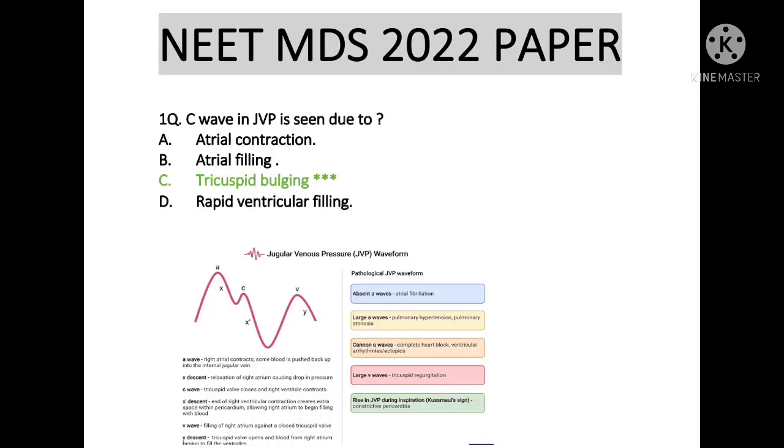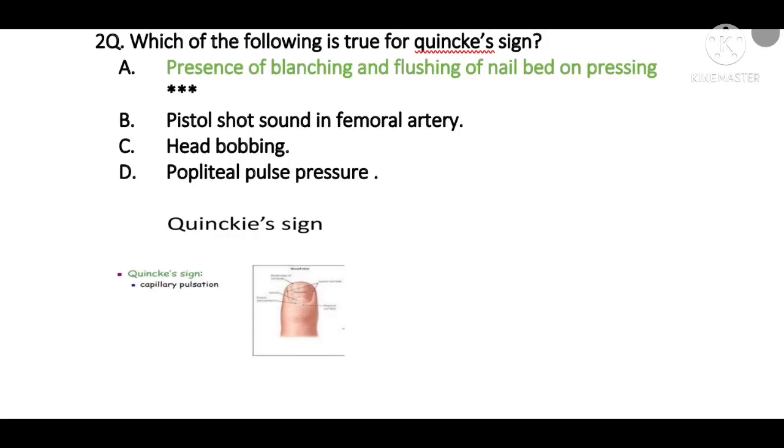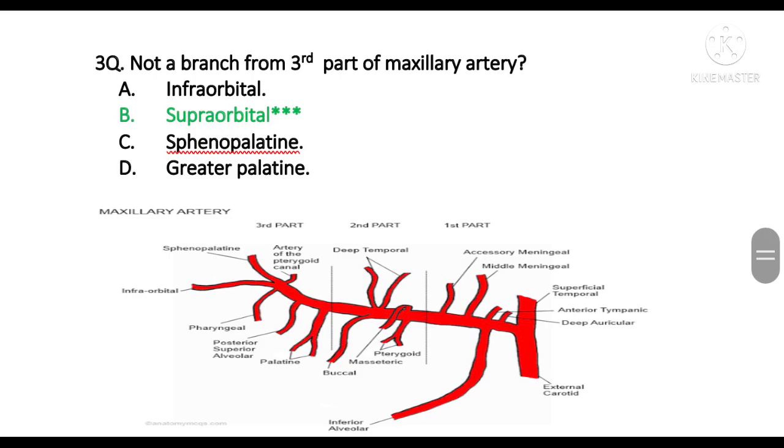Let's get started. C wave in JVP is seen due to tricuspid bulging. Which of the following is true for Quincke's sign? Presence of blanching and flushing of nail bed on pressing. Not a branch from third part of maxillary artery is supraorbital branch.